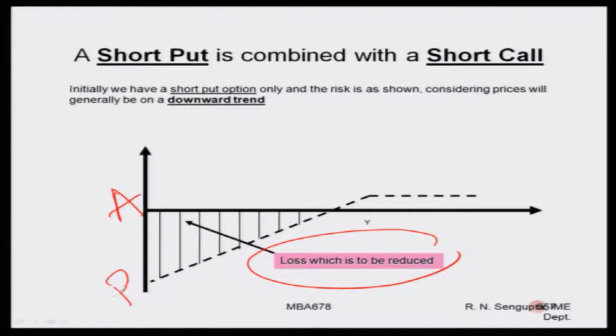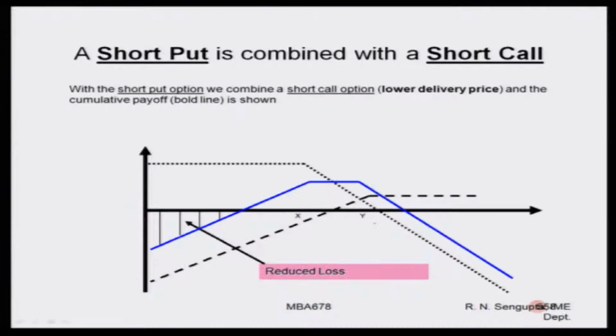Consider these points are A, B, C. This y is the delivery price, for a put where it will always be on the higher side. Combine that with the short call option with the lower delivery price, which is x. So, your overall risk has now been reduced to A, B1, C1. Overall loss initially was this triangle A, B, C. Now it is being reduced to A, B1, C1, which is definitely true.